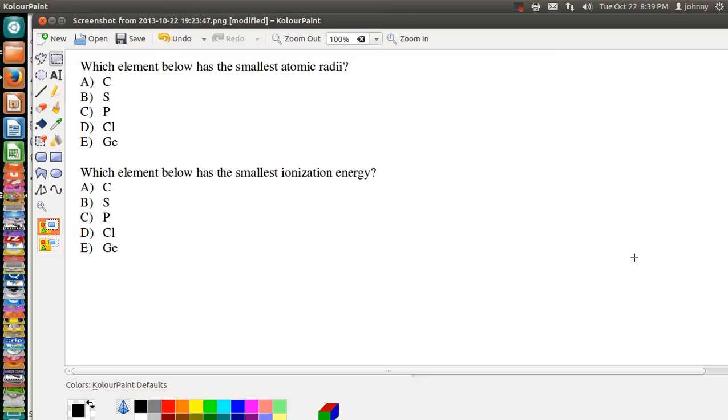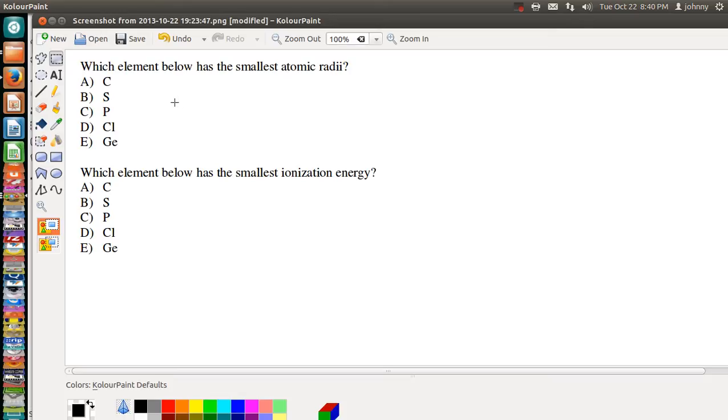Alright folks, welcome back. Here we've got two questions that's been asked. The first one, once again, is pick the one that has the smallest atomic radii. So let's go ahead and just do this and knock it out of the way, and then answer the next one about the smallest ionization energy. Now the trend that you need to be aware of is which one to use. Remember, there's only two basic trends.